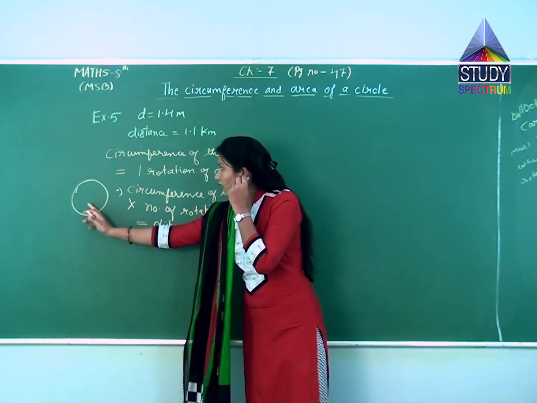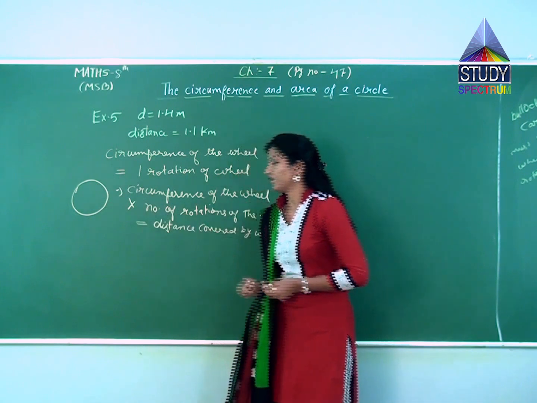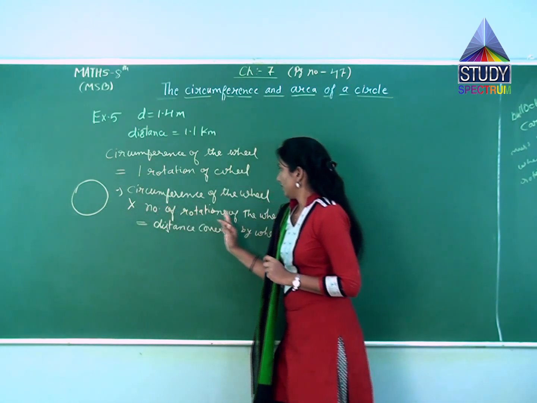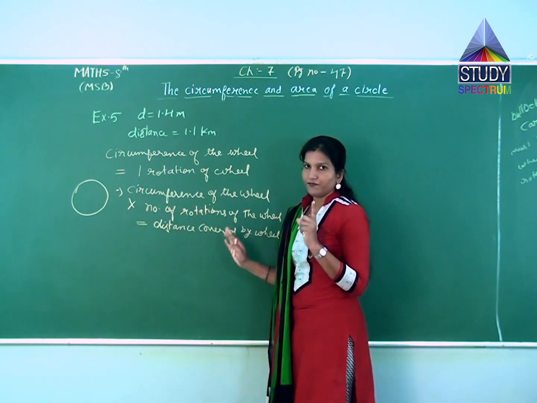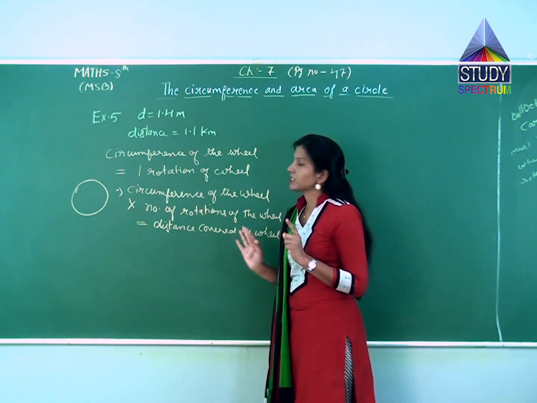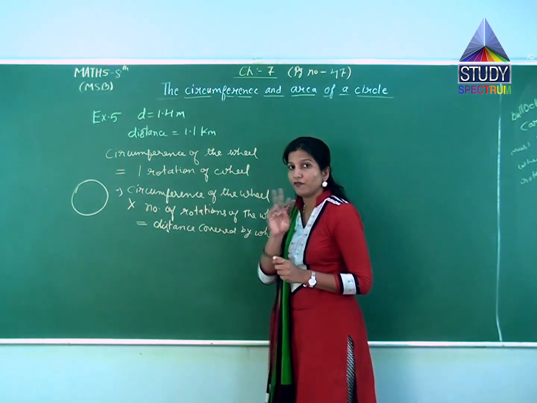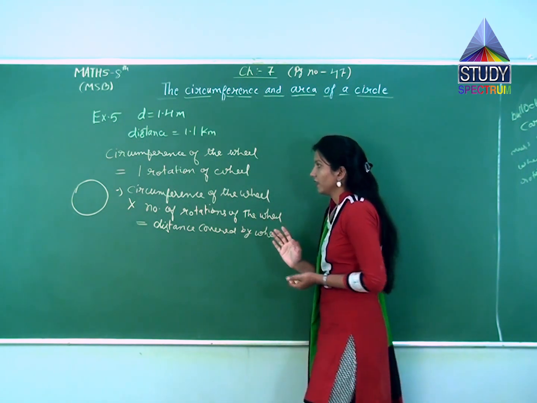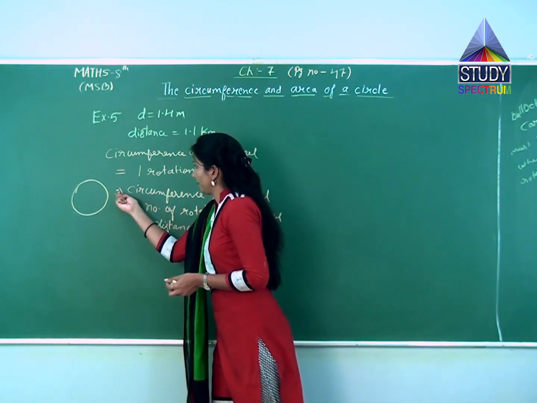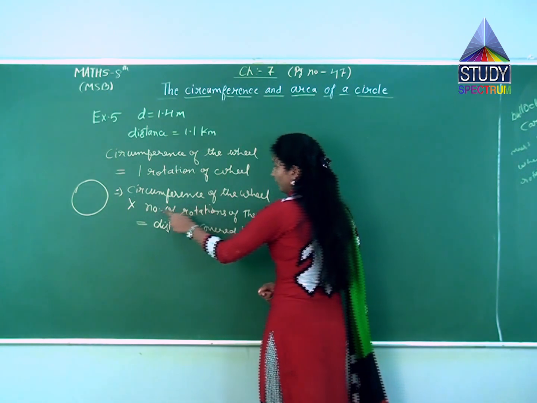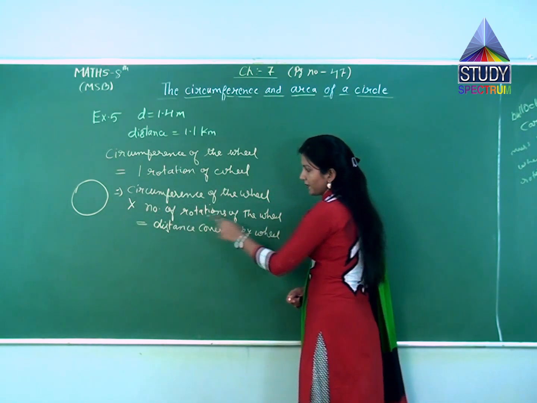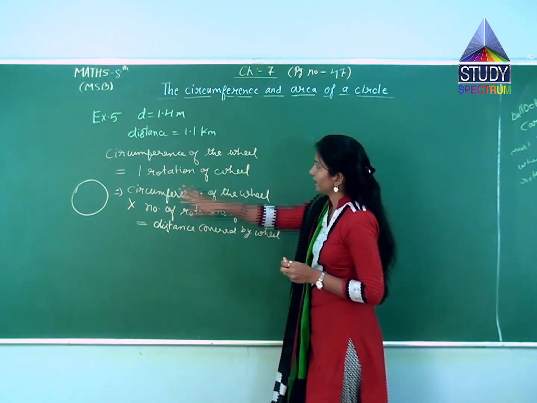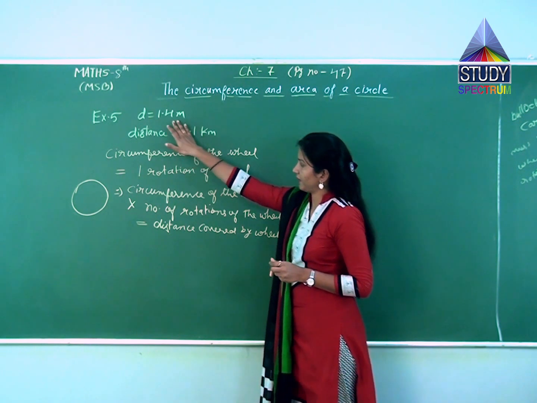Suppose this wheel has a circumference of 5 centimeter and it is rotating 5 times, means the number of rotations is 5, then the distance covered will be 5 into 5, and that is 25 centimeter, for example. So here what is to remember? The circumference of the wheel into the number of rotations of the wheel will always be equal to the distance covered by the wheel.